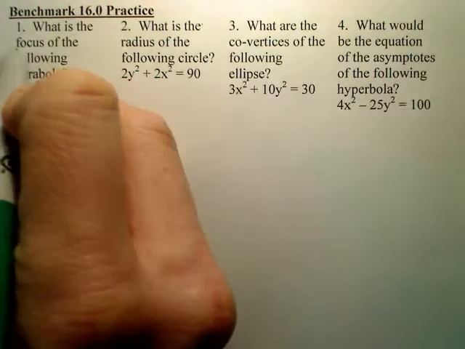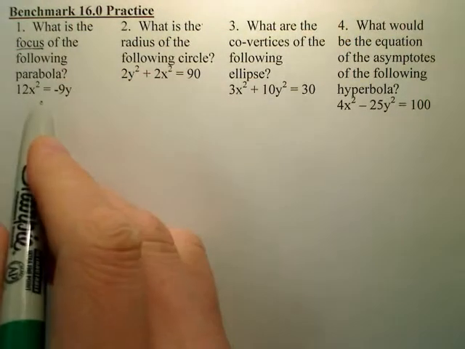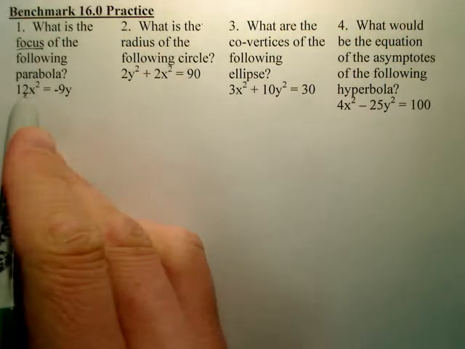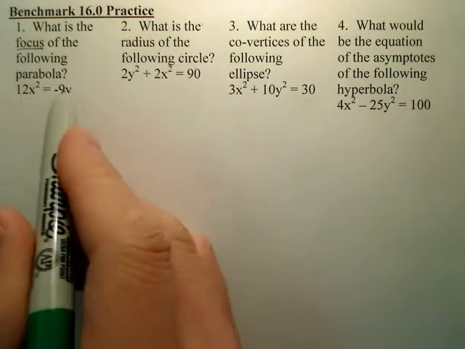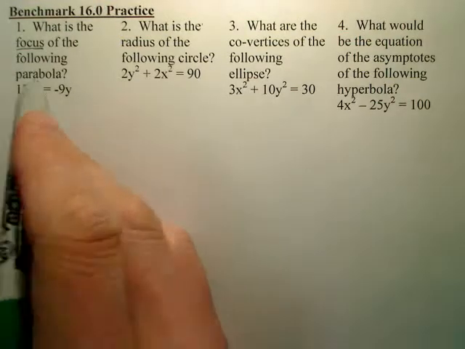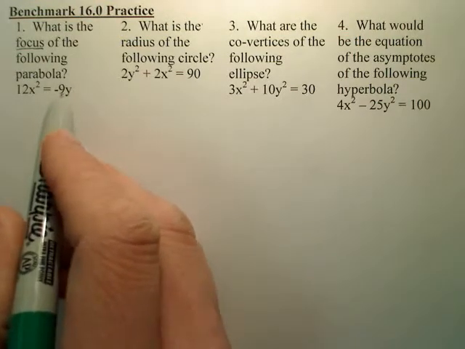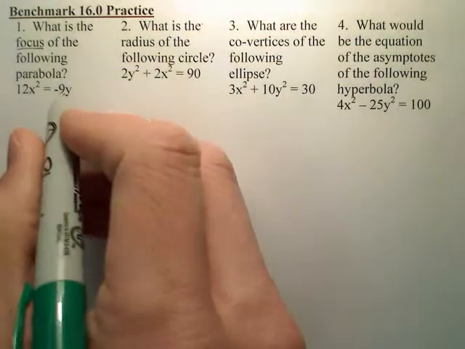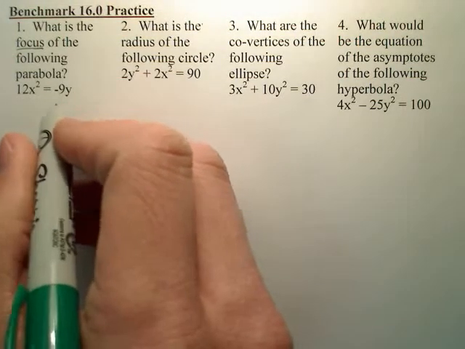I want to find the focus of this parabola. Now how do I know it's a parabola? Well, if I only have one piece squared, like either the x or the y squared, I know it's a parabola. Now in order to find the focus, you first need to get the non-squared value by itself, meaning I only have y equals.